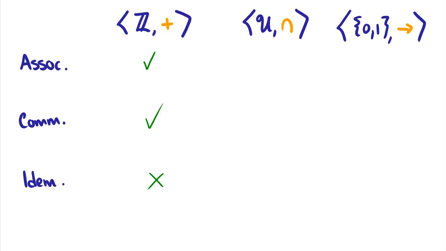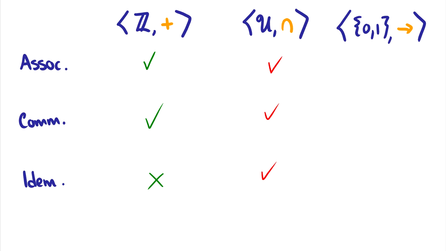What about the universe and intersection? So is it associative with intersection? Well, if I take A intersection B intersection C, this is equivalent to A intersection, and then first B intersection C. So yeah, for any 3 sets, intersection is associative. Commutative, yeah, we know that A intersection B is equal to B intersection A for any 2 sets. And idempotency, well, A intersection A is of course going to equal the set A. So yes, it is idempotent.